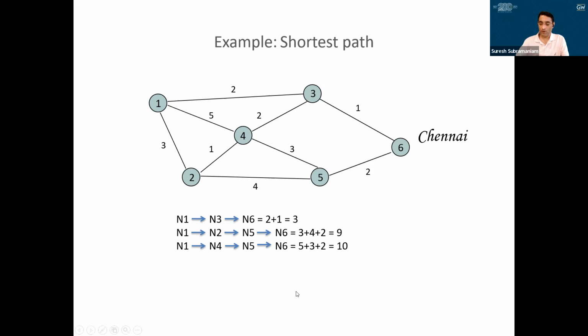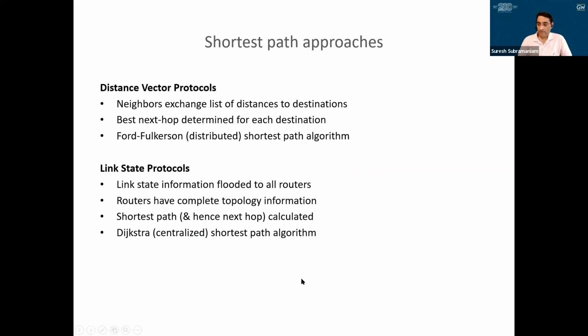Do you have to actually go through all of the million paths and figure out which is the shortest path? That might take too much time, right? Fortunately, there are very efficient algorithms that allow one to find the shortest path from any node to a given destination. There are two major classes of protocols. The internet started by using distance vector protocols, but it has evolved into link state protocols, which is what is used in today's internet.